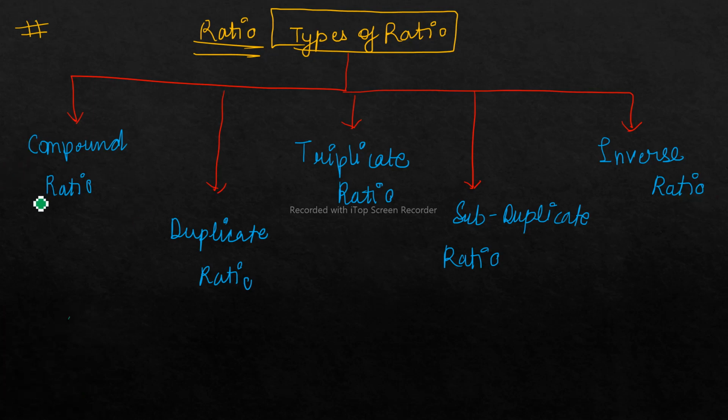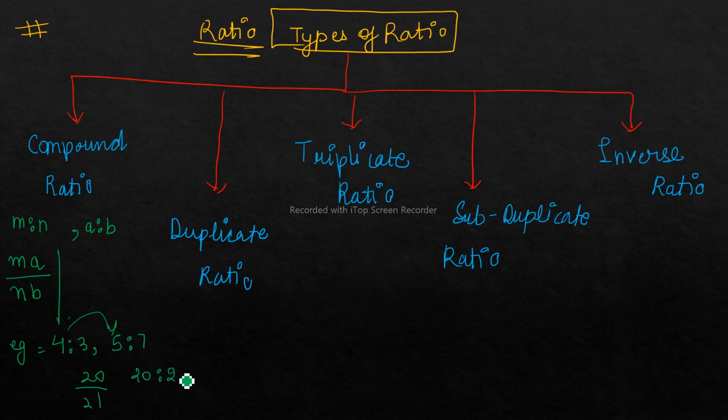If there is a ratio, say m ratio n and a ratio b, and you have to find the compound ratio, then it would be m into a upon n into b. For example, if I have 4 ratio 3 and 5 ratio 7, and I have to find its compound ratio, it would be 5 4s are 20 by 7 3s are 21, or you can also write it as 20 ratio 21. Just multiply firsts together and seconds together.